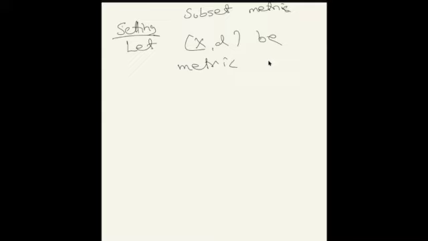So, subset metrics. Suppose we have a metric space (X, d). Now you can build other metric spaces by taking subsets of this space. If we have a subset A, we define a new distance, sometimes indicated as d restricted to A. It's defined so that if we have two points in A, we define their distance as being the distance in the original space X.